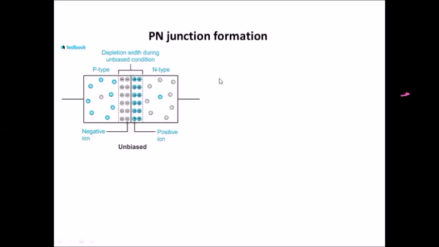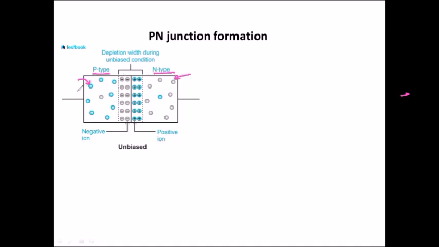This is a PN junction. A PN junction consists of a P-type semiconductor and an N-type semiconductor. A P-type semiconductor and an N-type semiconductor are joined together to form a PN junction. A P-type semiconductor has holes as its majority carriers and an N-type semiconductor has electrons as its majority carriers.